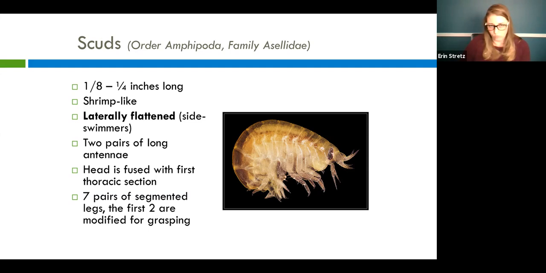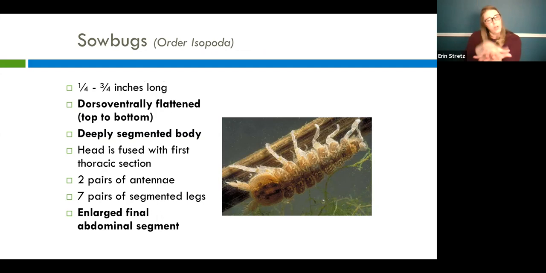Sow bugs are more flattened from top to bottom. So these are like the aquatic roly-polies. We have 7 pairs of segmented legs along the entire body and 1 enlarged abdominal segment right at the end. So you can see at the left side of this picture, that's the end of the body. That's the end of the abdomen. We have that 1 large segment there. And at the top, this image is sort of hard to see, but we have 2 pairs of antennae at the top.